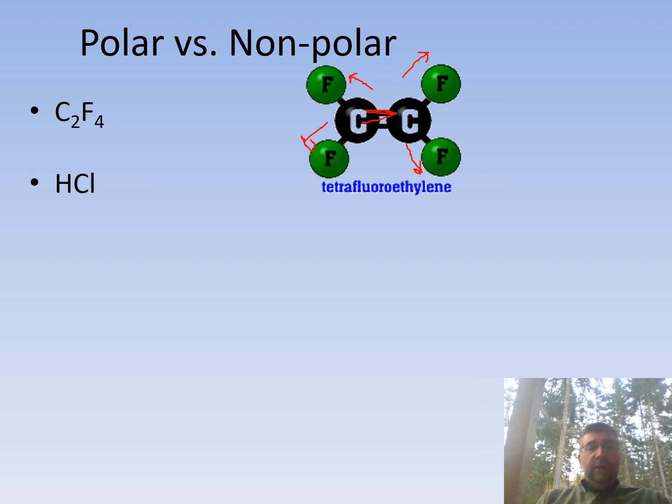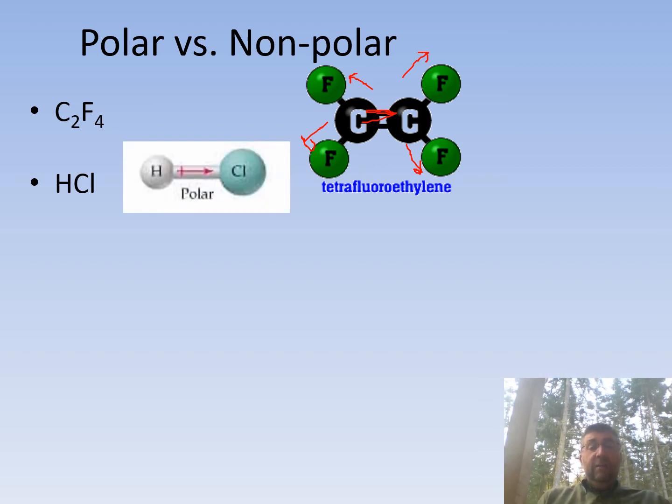All right, we're back. Let's take a look. HCl. HCl is a linear molecule, but there's a distinct positive and negative end. The bond between hydrogen and chlorine is definitely polar, so there's going to be a positive side right here, and there's going to be a negative side right here.